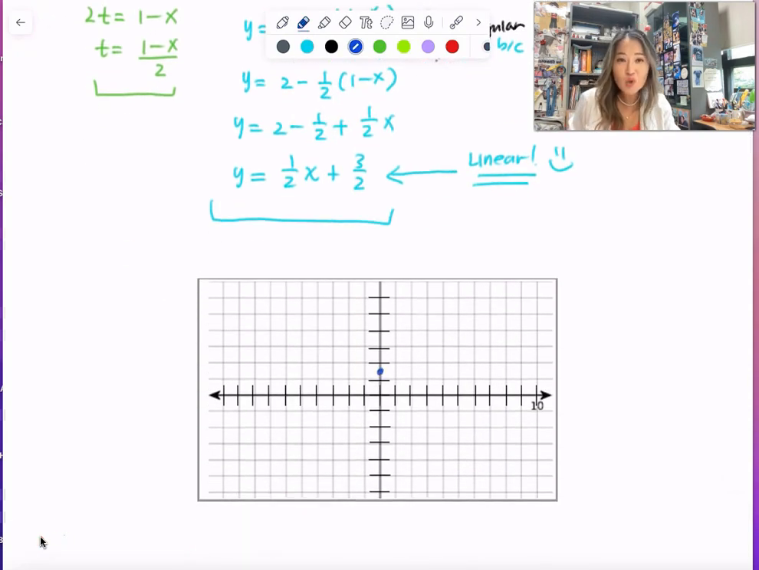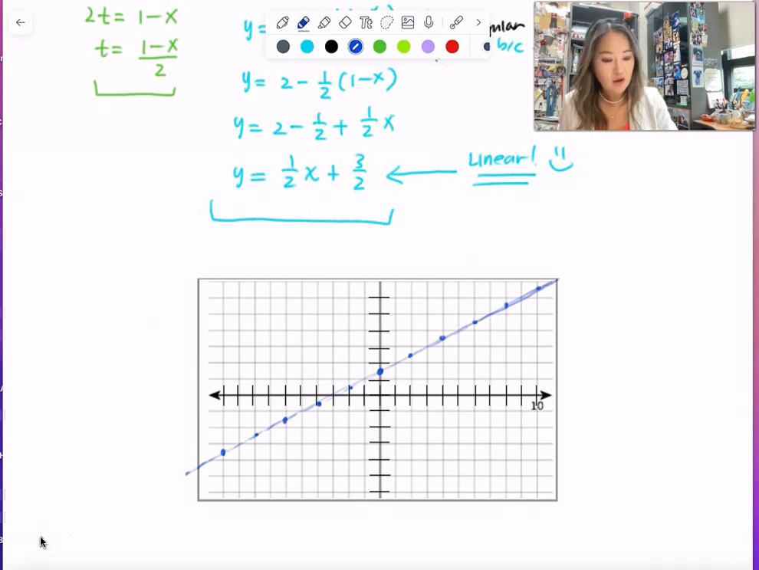3 over 2. Up 1, right 2, up 1, right 2, up 1, right 2, up 1, right 2, up 1, right 2. Down 1, left 2, down 1, left 2, down 1, left 2, down 1, left 2. You know, you do your thing, right? Okay? And then you're like, oh, I can actually graph this guy. Oh my gosh, this is this graph. It's a straight line. But it's not just a straight line.